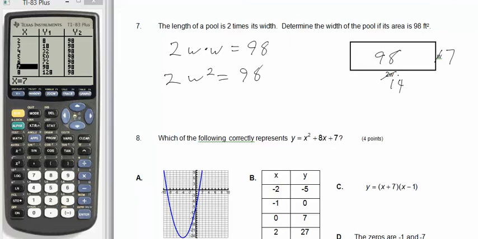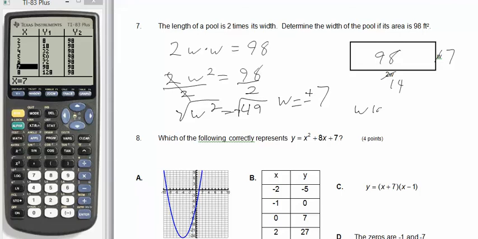If you wanted to do this by hand, to get w by itself, we divide by 2. We'd have w squared equals 49. Square root, because this is squared, so the opposite would be square root. W equals plus and minus 7, but the only one that makes sense is 7. So the width equals 7, because we wouldn't have a negative width.